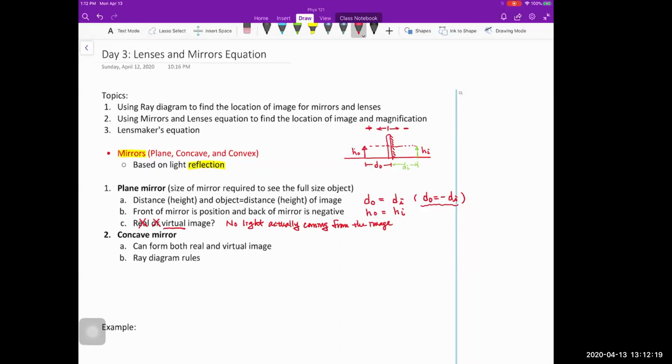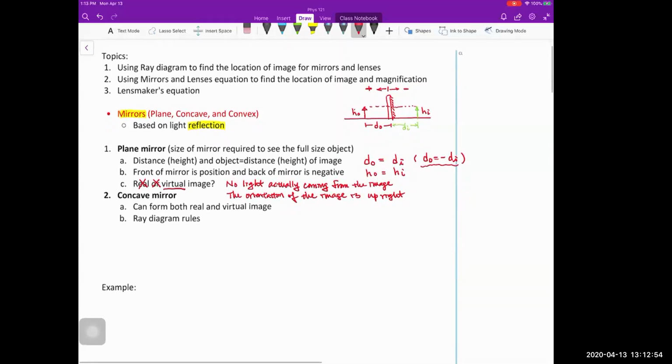The second way that you can see is you look at the orientation. If the orientation is the same as the orientation of the object, then we call this upright, and that is going to be virtual. So whenever you see upright, it's virtual. So when you see other people, you actually see a virtual image. That's weird, but that is what we call a virtual image.